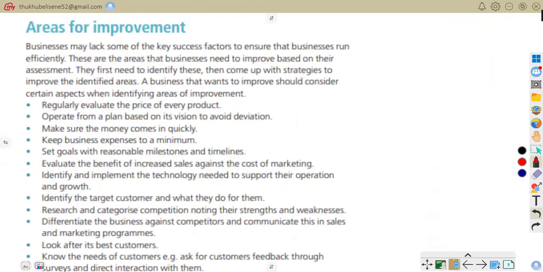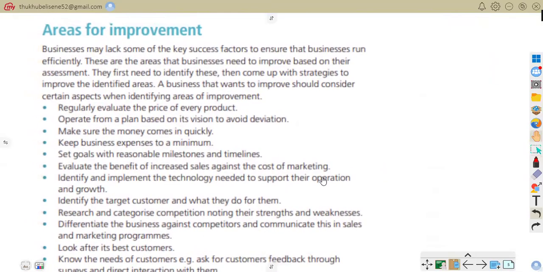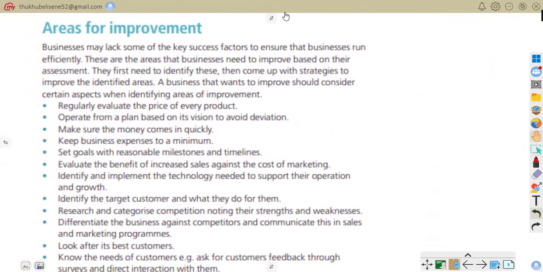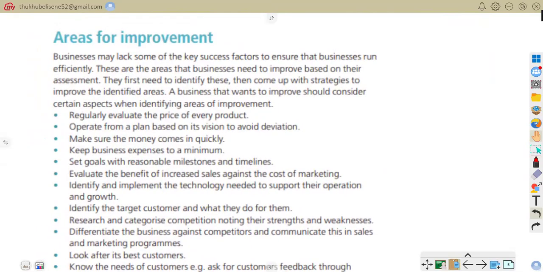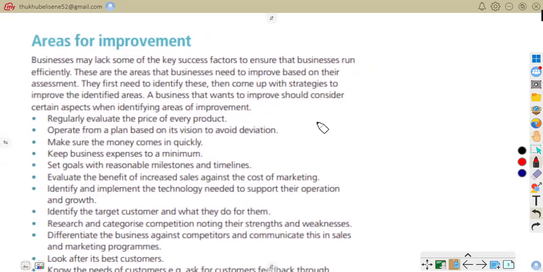And we are moving on to areas of improvement. As it says, a business may lack some of the key success factors to ensure that the business runs efficiently. These are the areas that a business needs to improve based on their assessment. So they first need to identify these, then come up with strategies to improve the identified areas.